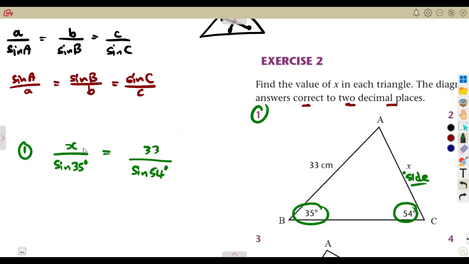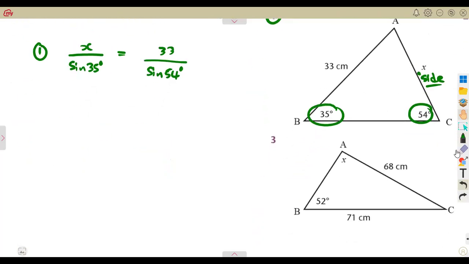So take note, side over the sine of the angle, side over the sine of the angle opposite to that side. So that is the angle side pair concept that you're given. So we can calculate x. So the concept is we can cross multiply, which is up to you, or you can simply multiply by the sine of 35. As you can see here, we are dividing. So we can remove this by multiplying by the sine of 35, which is fine, or you can cross multiply.